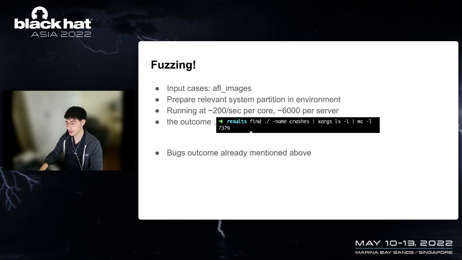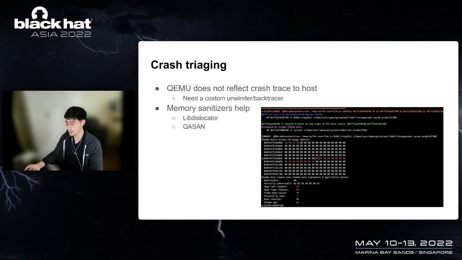The fuzzing runs at 200 executions per second per core, and 6,000 per server. The outcome is about 7,000 crashes here, and the bugs are already mentioned above. For crash tracking, there's a problem that QEMU does not reflect the crash trace to the host, and you will need a custom unwinder and backtracer. We here use some memory sanitizers like Dynamic Locator and QASan, and QASan is especially useful.